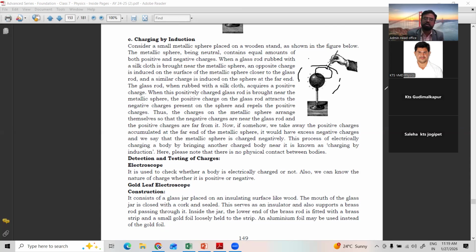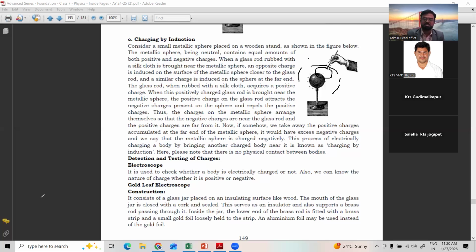With the influence of the first charged body, the second body also will get the charge. So charge by conduction, charge by friction, and charge by induction. These are the three different methods to charge a body. So for today, we learned about the history of electricity, the types of charges, the properties of charges, and the ways you can charge bodies. That is three methods.